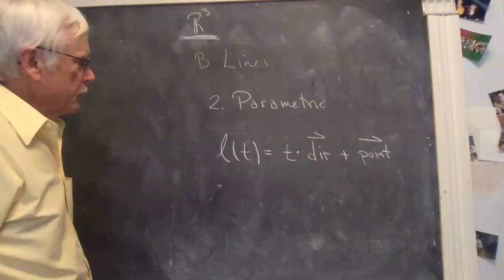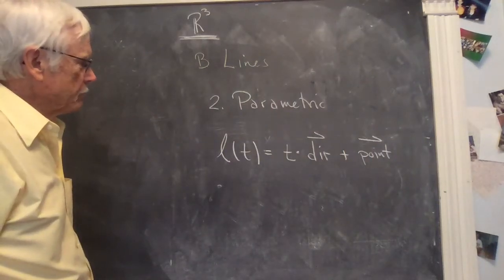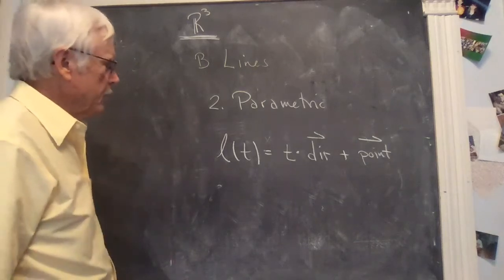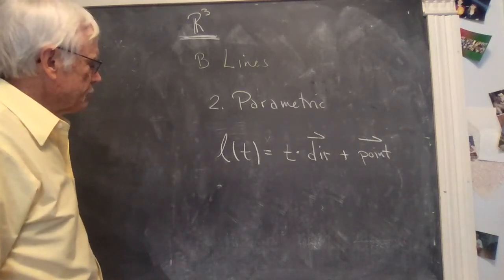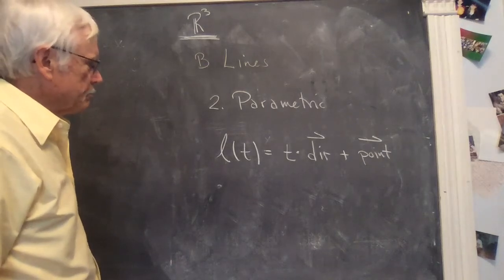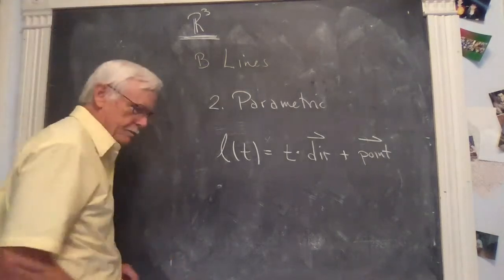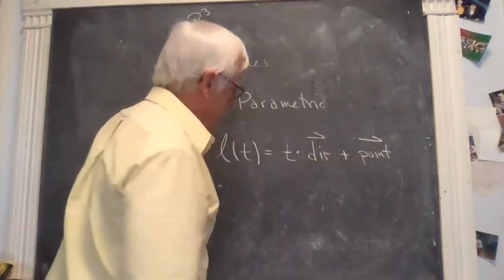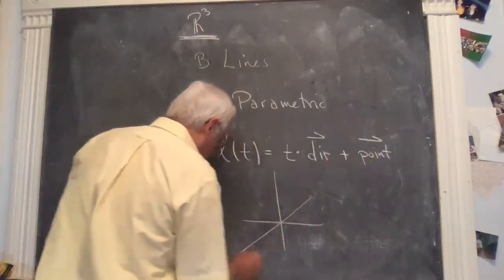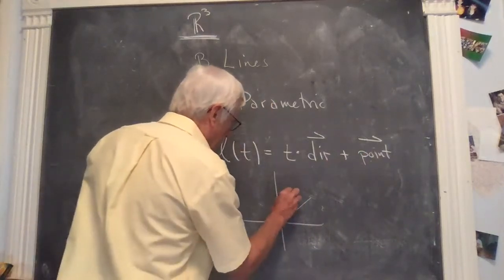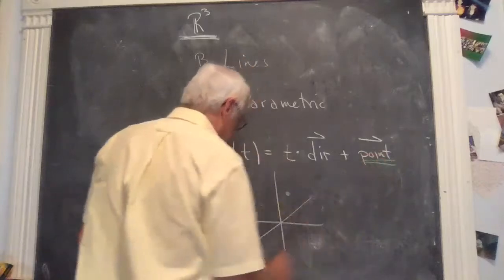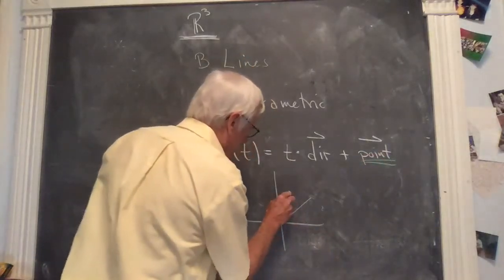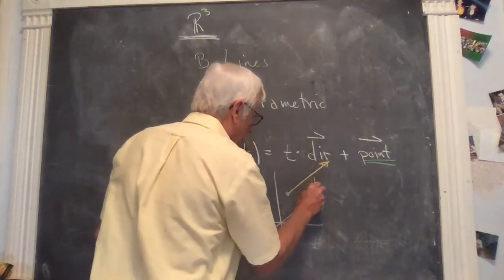So this is the parametric form of any line anywhere. In this case, what you need is the direction of a line and a point. If we have 3 dimensions or any number of dimensions, we take a point on the line, that's the point. We take a direction of the line. This is a vector, which is the direction of the line.